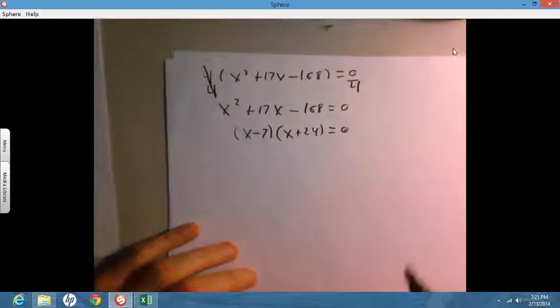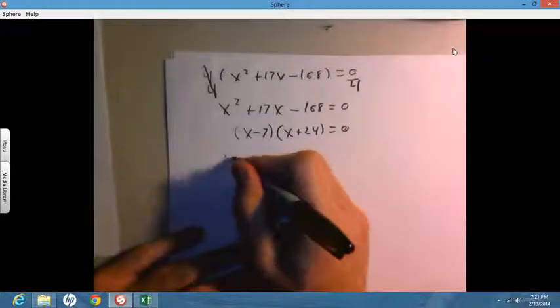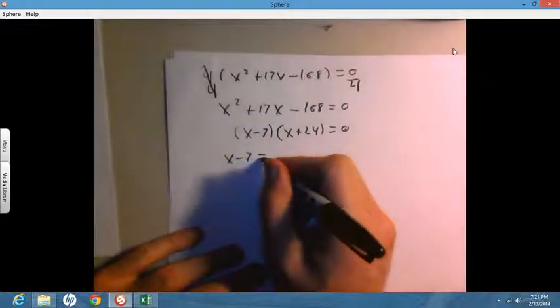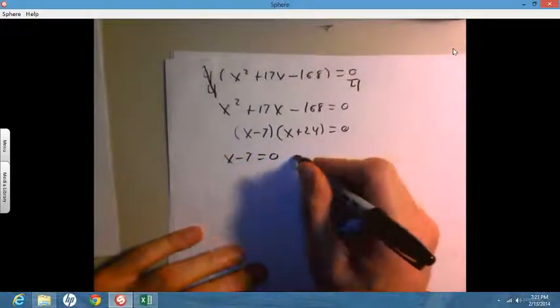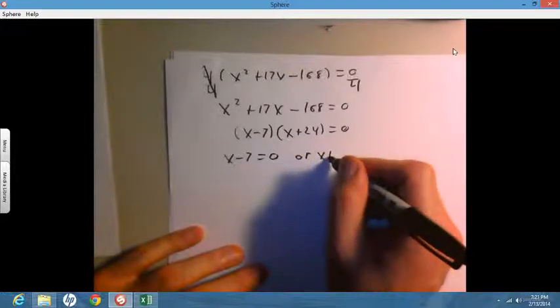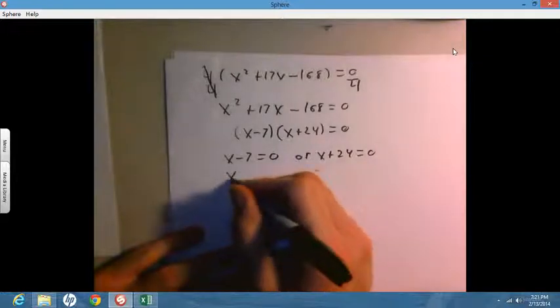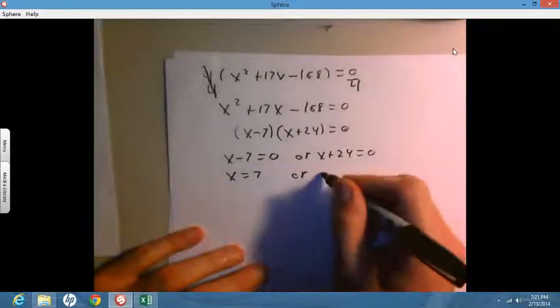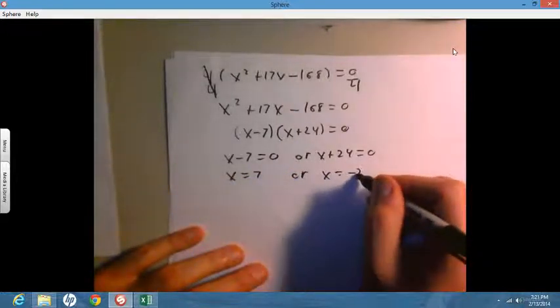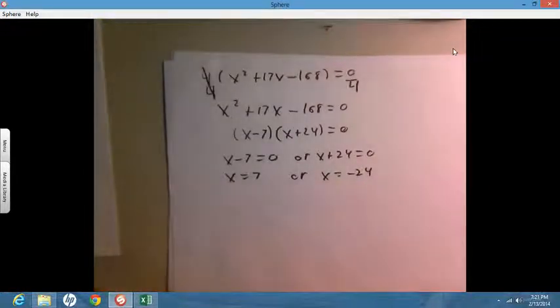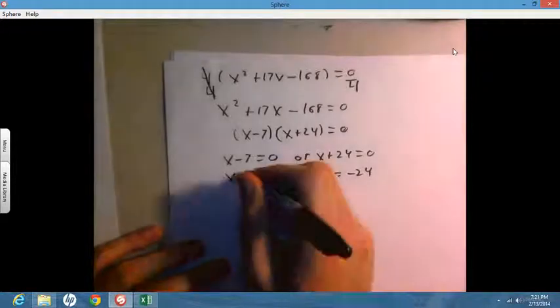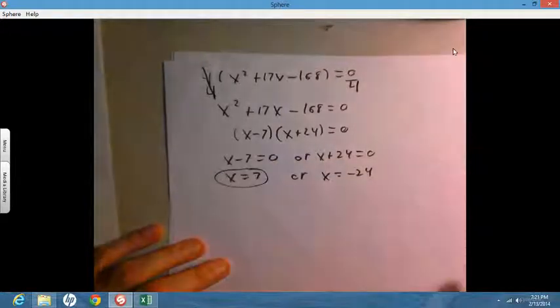And that tells me that x minus 7 is equal to 0, or x plus 24 is equal to 0. Well, this tells me that x is equal to 7, or x is equal to negative 24. Well, I'm talking about the length of the sidewalk from the pool, right? So it can't be negative 24, that doesn't make any sense. So the only other solution to that equation is x equals 7.